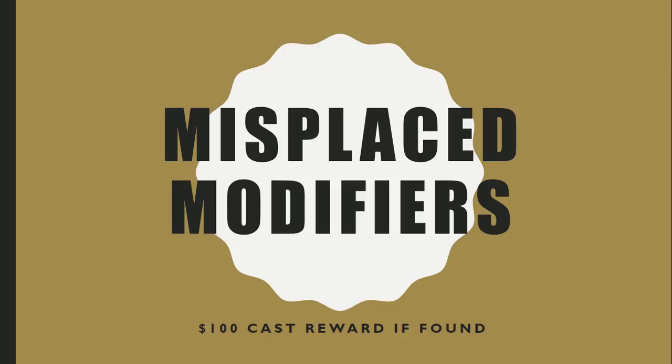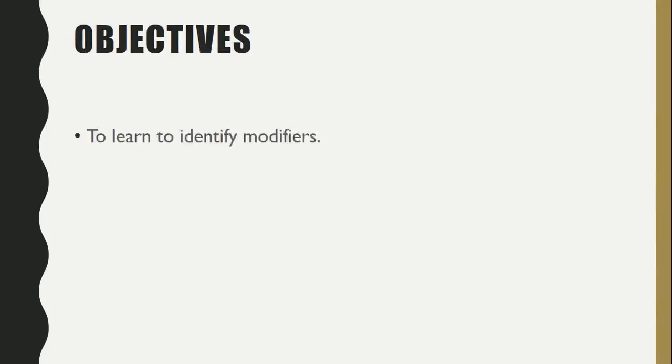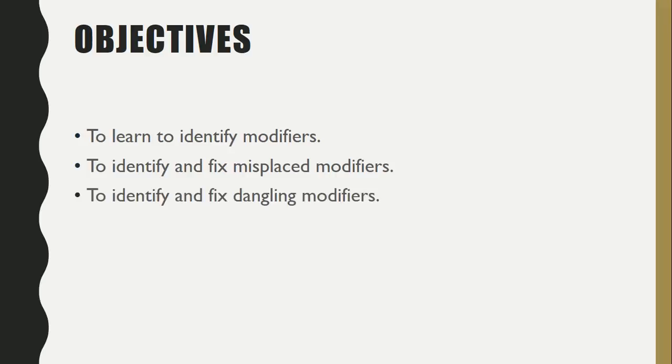$100 cash reward if found. The objectives. We're going to learn to identify the modifiers in their different forms. We're going to identify and fix misplaced modifiers. We're going to identify and fix dangling modifiers, which are similar but a little bit different.